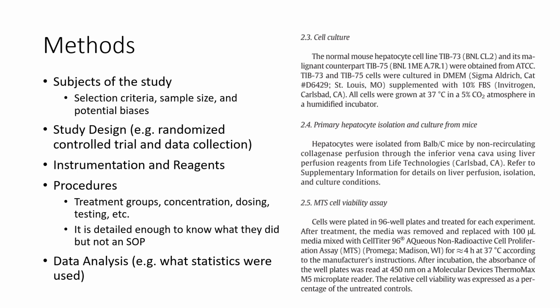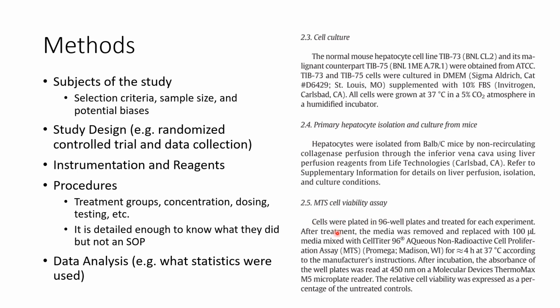And the procedure is detailed enough that you kind of know what they did, but it's not so detailed that it's a standard operating procedure that you can follow line by line to repeat what they're doing. So if you look in the example to the right, we've given the cell lines that were used. So we tell what the cell lines were, what they were cultured in, what supplements were given, what the incubator atmosphere was, how we isolated hepatocytes, and then that the cells were plated in 96 well plates.